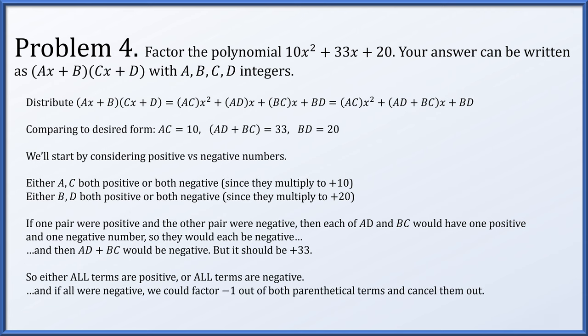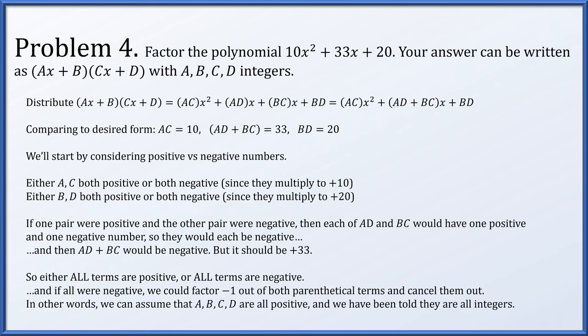But what if a, b, c, and d were all negative? Now we have this parenthetical term in our final answer, ax plus b. If a and b are both negative, I could factor a negative 1 out, transform them both into positive numbers. And if c, d were both negative, I could do the same thing there. Then I'd have factored a negative 1 out twice, and I can multiply those together and get a 1. In other words, if they were all negative, by factoring a negative 1 out twice, I could have just pretended they were all positive. So we may as well assume that they were all positive to start with. So a, b, c, and d are not just all integers, they are all positive integers.